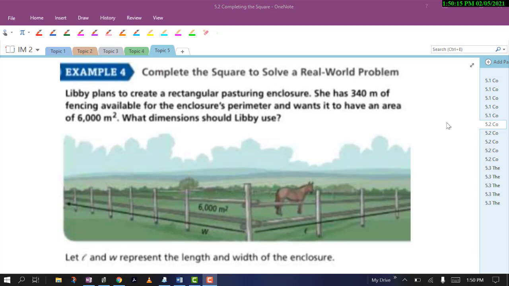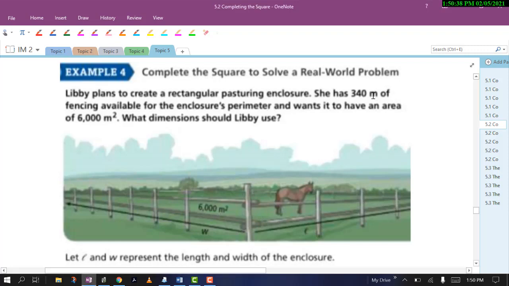Alright, now we have a word problem. I'm going to complete the square to solve a real world problem, because that's what life is. So Libby plans to create a rectangular pasteurizing enclosure. Don't know what that is, but doesn't matter. She has 340 meters of fencing available for the enclosure's perimeter and wants to have an area of 6,000 meters squared. What dimensions should Libby use?